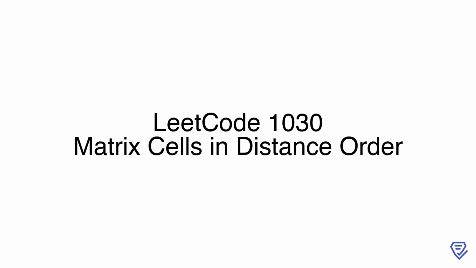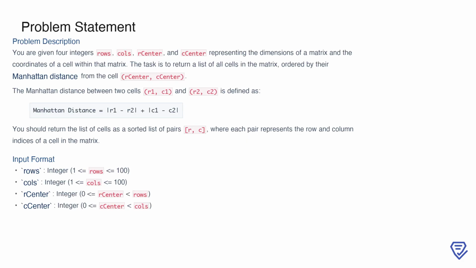Let's dive in. The problem asks us to work with a matrix, defined by the dimensions rows and cols. We are also given a specific cell in this matrix, located at R center, C center. Our goal is to return a list of all the cells in the matrix, ordered based on their Manhattan distance from this center cell. Manhattan distance is a way to measure the distance between 2 points in a grid. Specifically, it's calculated as the sum of the absolute differences between their row indices and their column indices.